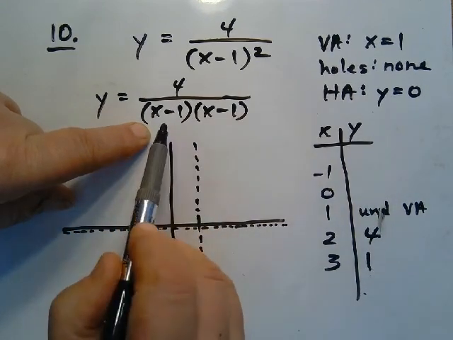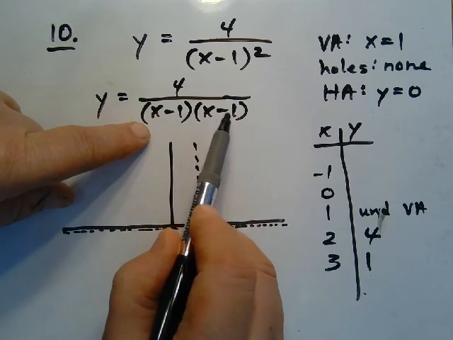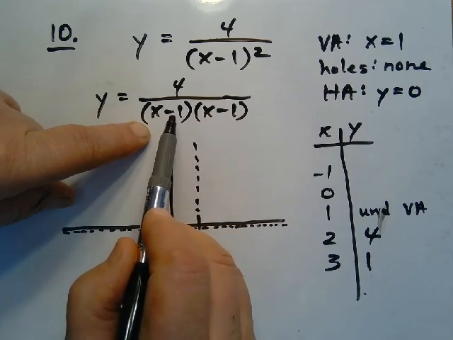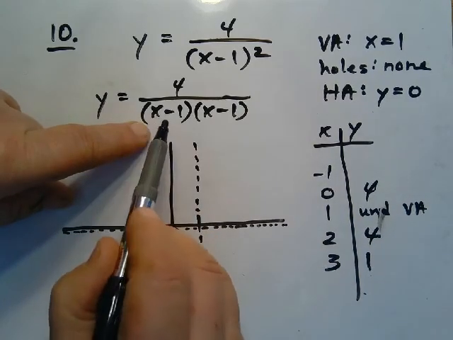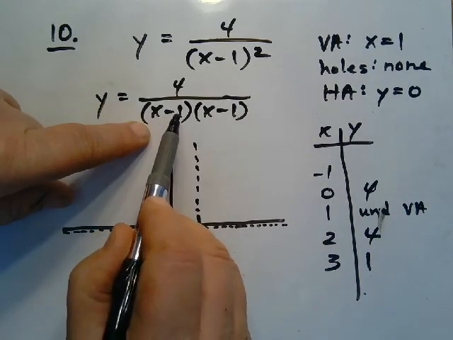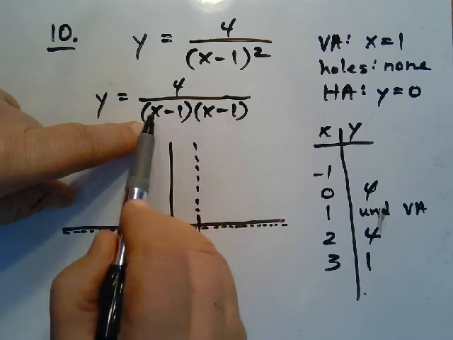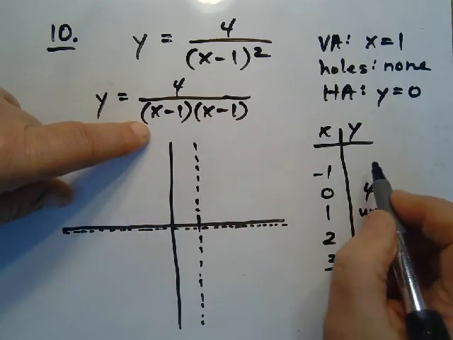Let's go up here to put 0 in there. 0 minus 1 is -1. 0 minus 1 is another -1. -1 times -1 is +1. 4 over 1 is 4. Put a -1 in here. -1 minus 1 is -2. -1 minus 1 is another -2. -2 times -2 is +4. 4 over 4 is 1.